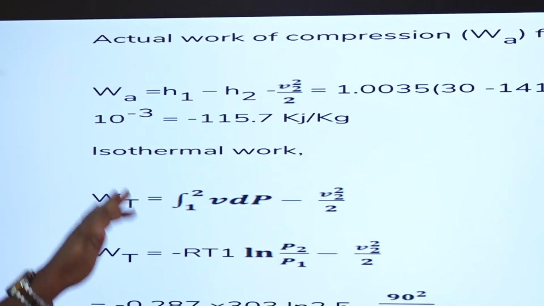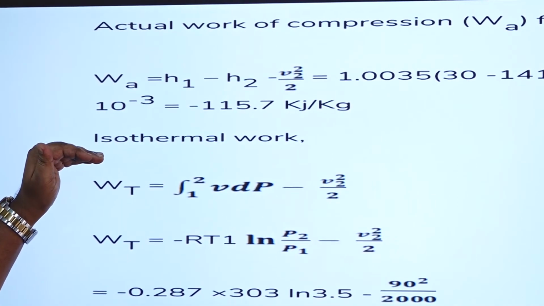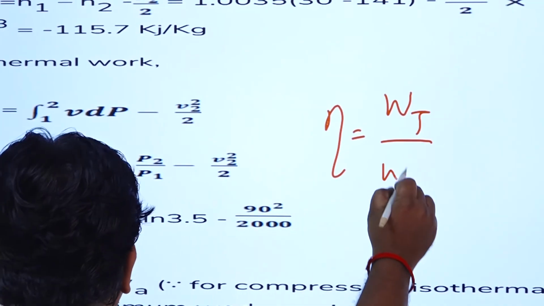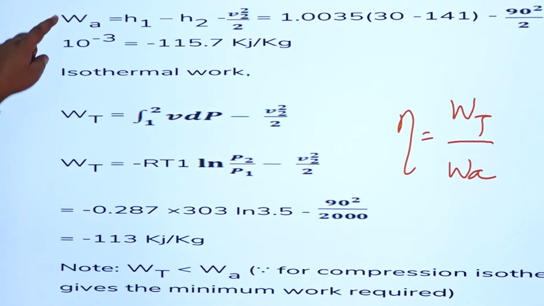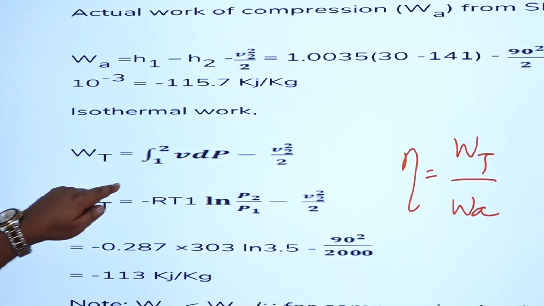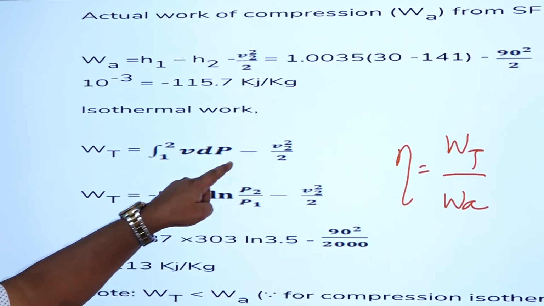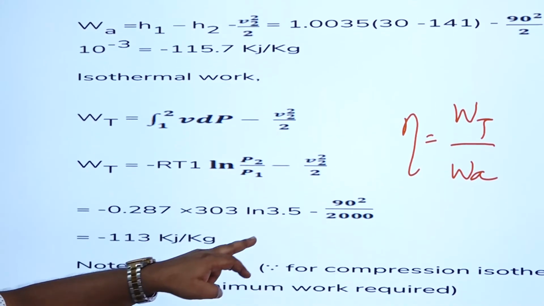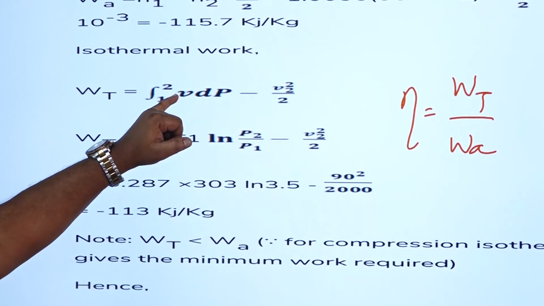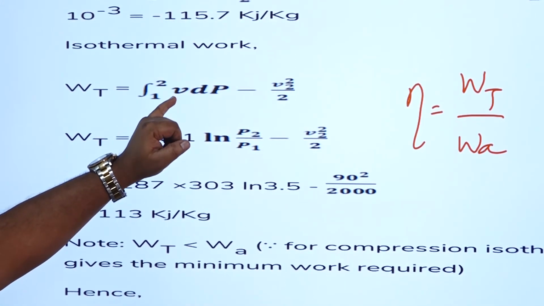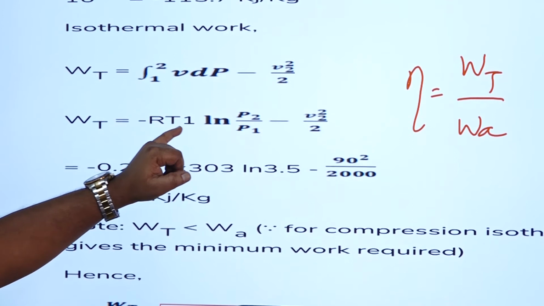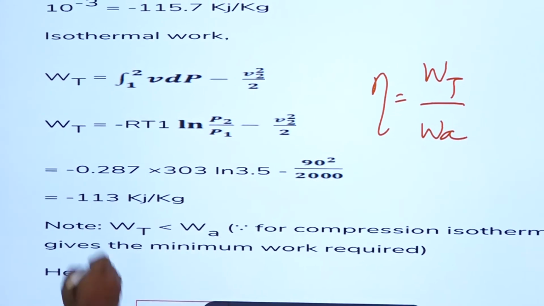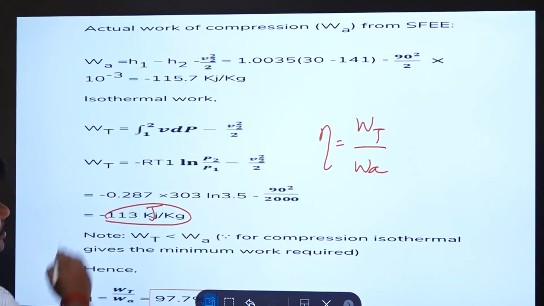You substitute that and find the value of this actual work, WA. Then you need the efficiency. Efficiency is WT divided by WA. WT is integral VdP minus V2 square by 2, which is RT1 into ln of P2 by P1. Everything is known to us. Instead of PdV, here it is given as VdP, so that is minus of RT1 into ln of P2 by P1. You know all these things, so you get the value, that is 113 kilojoule per kilogram.